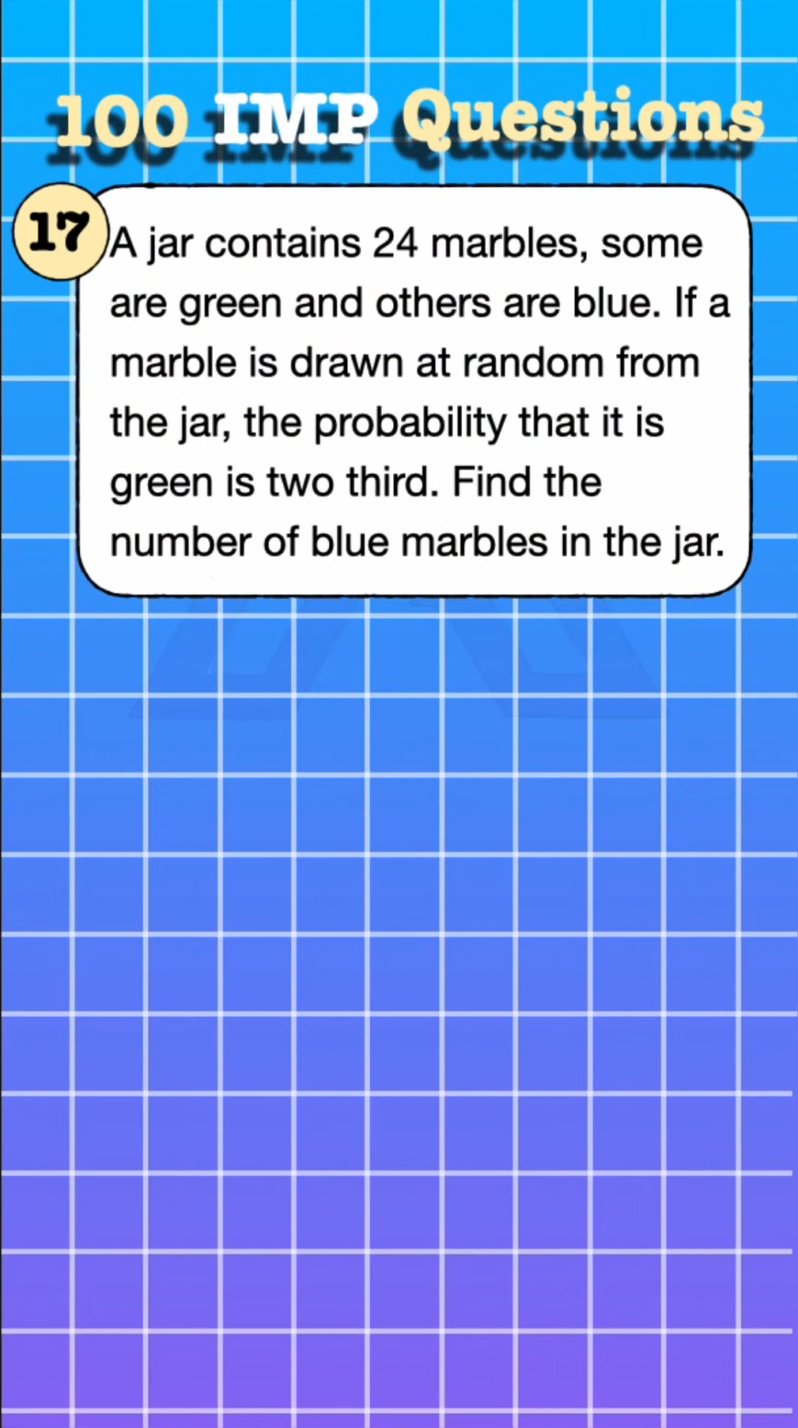Let's start 100 question series. Question number 17. A jar contains 24 marbles. Some are green and others are blue. If a marble is drawn at random from the jar, the probability that it is green is 2/3. Then find the number of blue marbles in the jar.